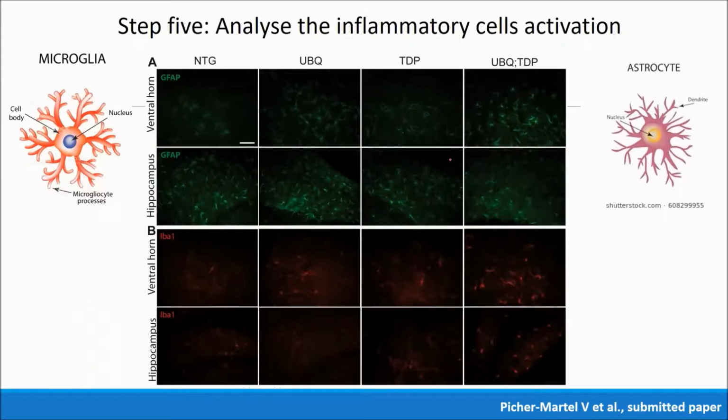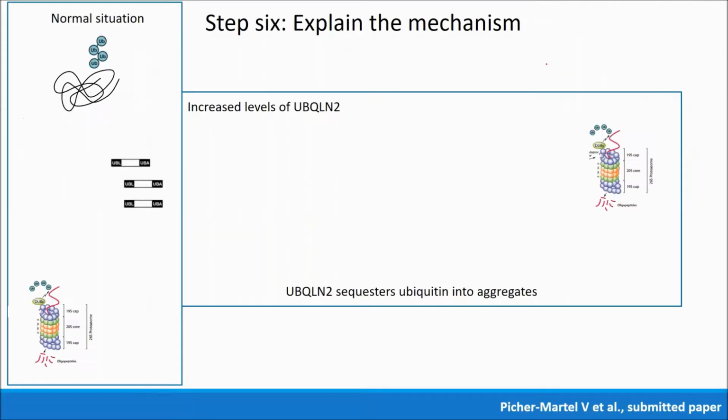Step 5 was to analyze the inflammatory component of our models, because we know that there is activation of glial cells. So we observe, in fact, activation of glial cells in our doubly transgenic mice. Finally, the last step was to try to explain the mechanism underlying that.